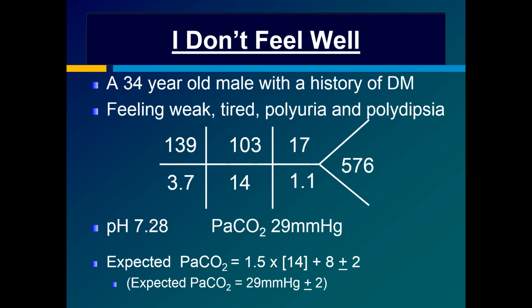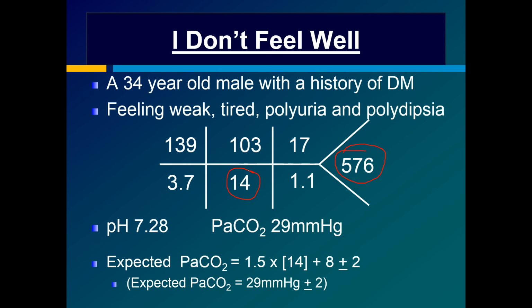So here's a good way to explain. You have a 34-year-old male, same case, diabetic, not feeling well, weak, tired, polyuria, polydipsia. You take a look at his basic metabolic profile. He's hyperglycemic. He's got a low serum bicarbonate. You figure out his anion gap. It's 22. You know he clearly has an increased anion gap metabolic acidosis. You figure delta delta, the change in gap equals change in bicarbonate. There's no other metabolic process going on.